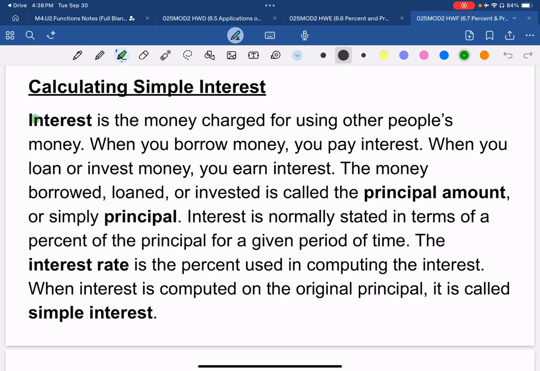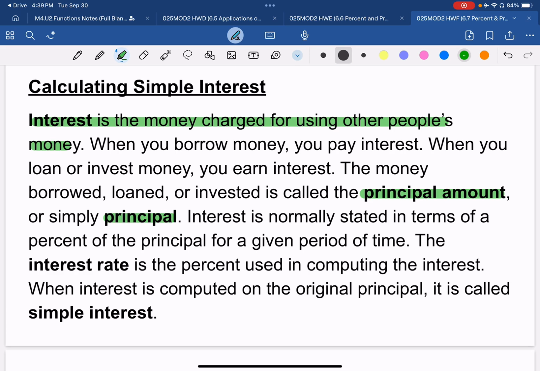So interest is going to be the money charged for using other people's money. When you borrow money, you're going to pay interest. When you loan or invest money, you can earn interest. The money that's borrowed, loaned, or invested is called the principal amount. Sometimes it's just going to be called the principal.